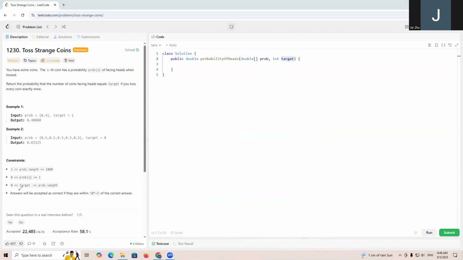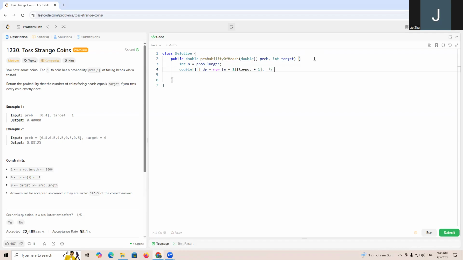So let's write code for this. We're going to have int n equals prob length. We're going to have a double dp equals new double, with n plus one, and also target plus one, because in the end we want to return dp[n][target].